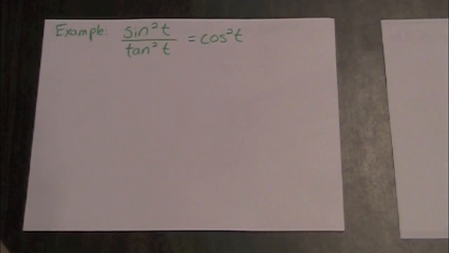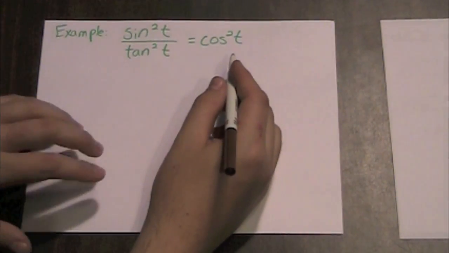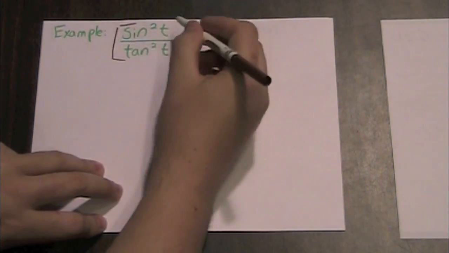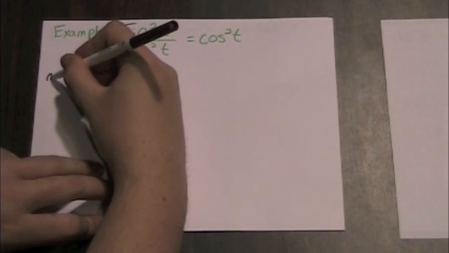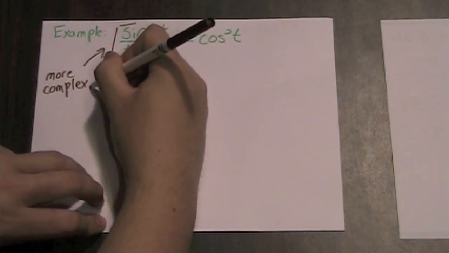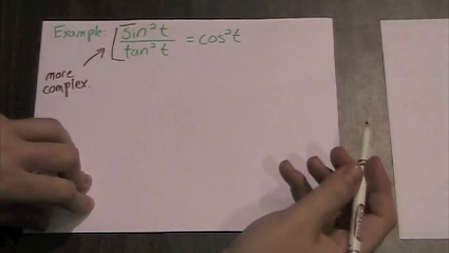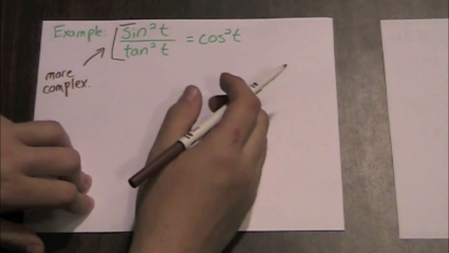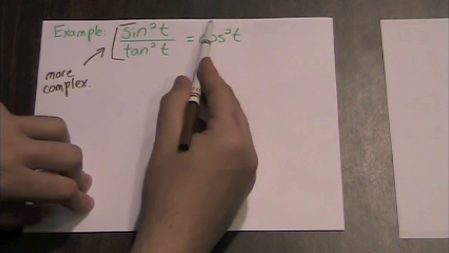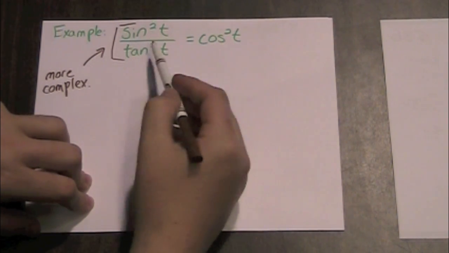Our first example is sine squared of t divided by tan squared of t equals cosine squared of t. I might begin this by looking at the left side of my equation because it's more complicated. And something that's more complex, we can usually simplify by combining different trig identities. It's often a little bit more difficult to expand something simple into a more complex form.